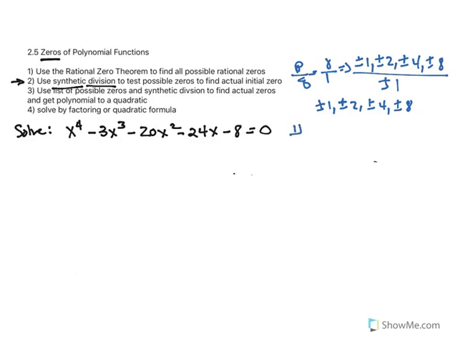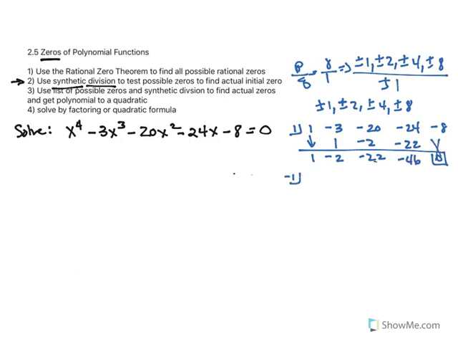So 1 is my shelf. 1, -3, -20, -24, -8. So we have to go through synthetic division, and we know it's correct if we end up with 0 as the remainder. -2, -2, -22, -22. So this is no way going to do what I need it to do for me, right? Because this is the -46. So that's out. All right, let's try -1.